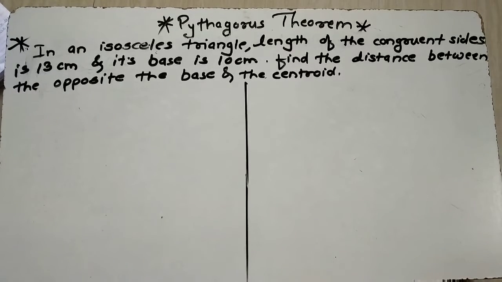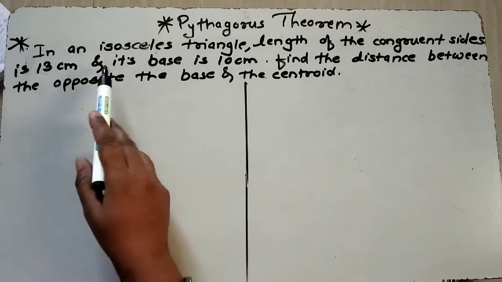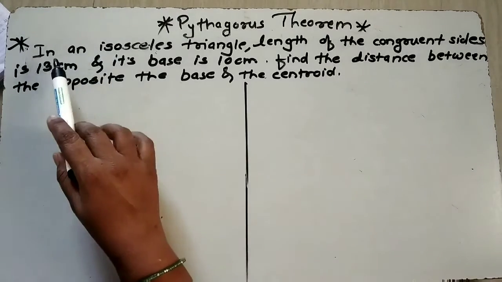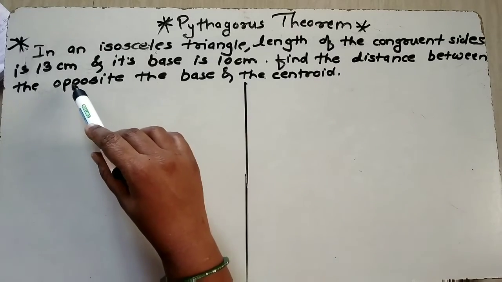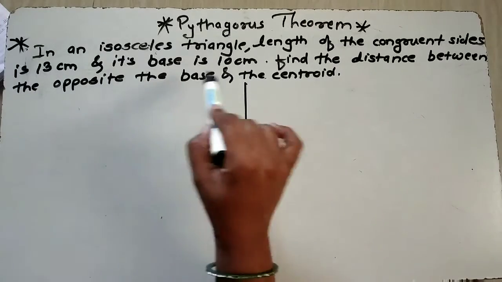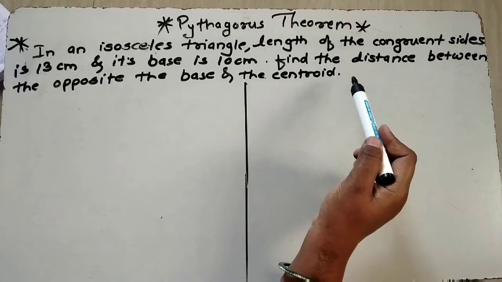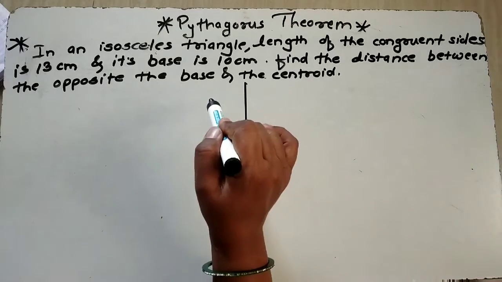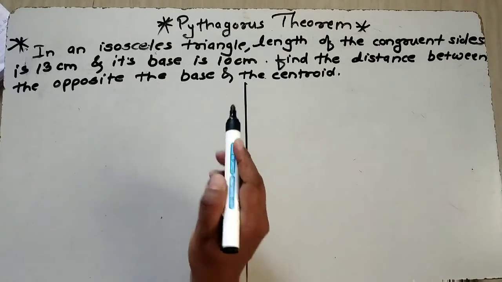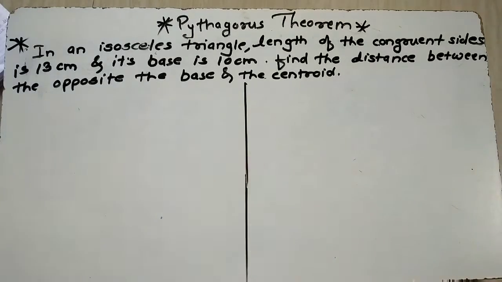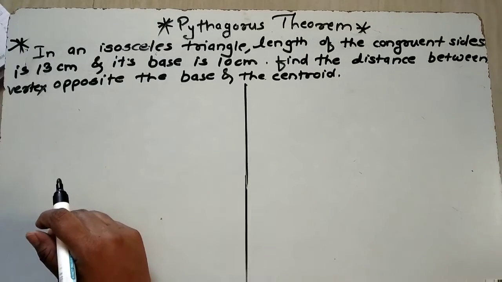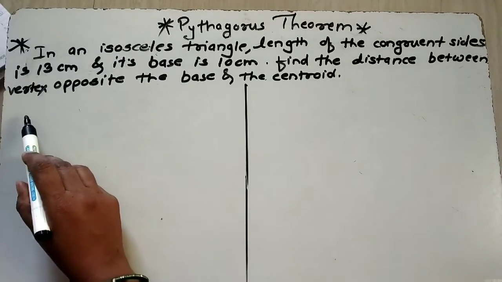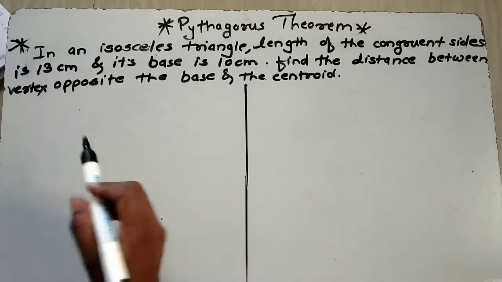Now, this is the 14th question. In an isosceles triangle, the length of the congruent sides is 13 cm and its base is 10 cm, and we have to find the distance between the vertex opposite the base and the centroid.